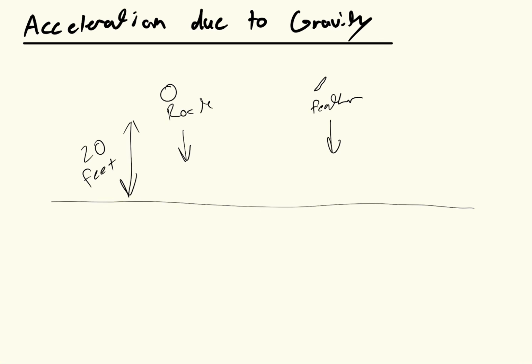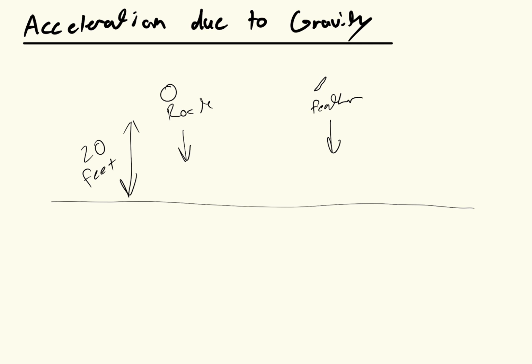Hey everyone, so today we're going to go over acceleration due to gravity. Now let me ask you a question. If you had a rock and a feather both 20 feet in the air and you dropped them at the same time, which would hit the ground first? Now the correct answer is they would both hit the ground at the same time because they're both the same height above the ground and because they both have the same force acting on them, gravity.